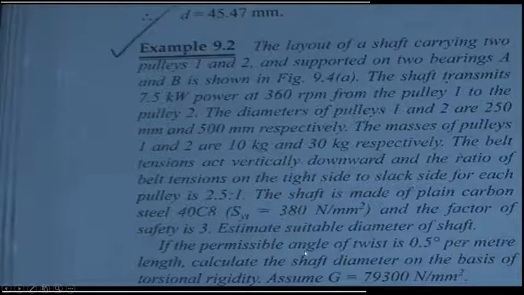Estimate a suitable diameter of shaft. If the permissible angle of twist is 0.5 degree per meter length, calculate the diameter on the basis of torsional rigidity. Assume G equal to 79,300 Newton per mm square. So now we'll go for drawing the diagram here.